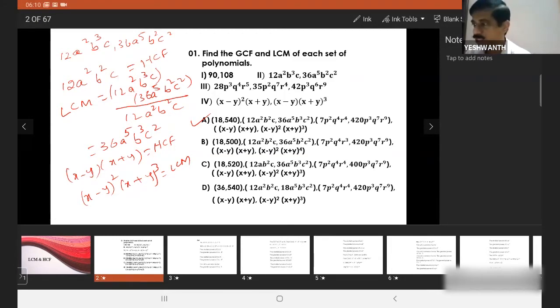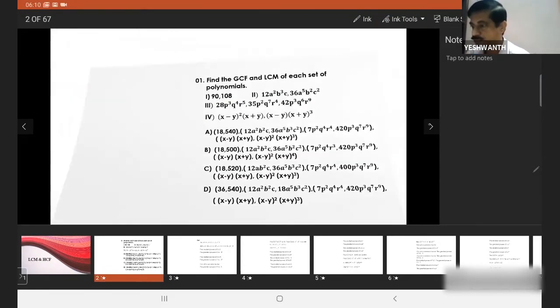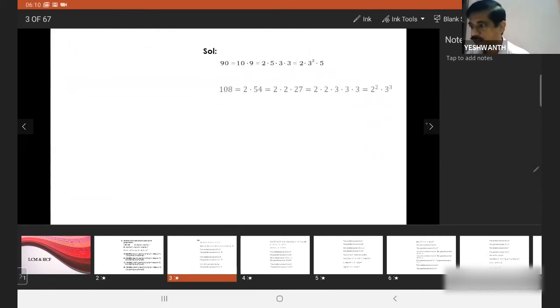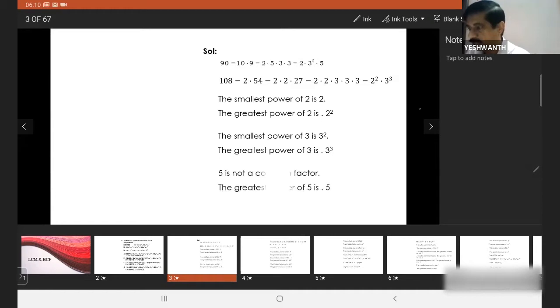Right. So let's go to the next question. You can see the solution here again. 90 is written as this, 108 is written as this. The smallest power of 2 is 2 in both, and the greatest power of 2 is 2 square. So you take smallest powers and the greatest powers. Again, for 3, you take smallest powers and greatest powers. And for 5, it is not a common factor at all.